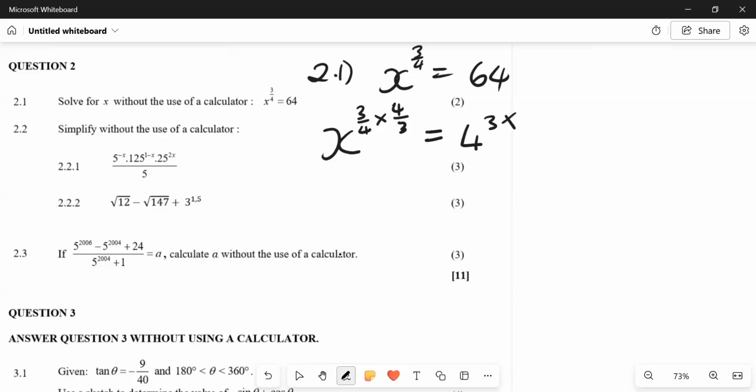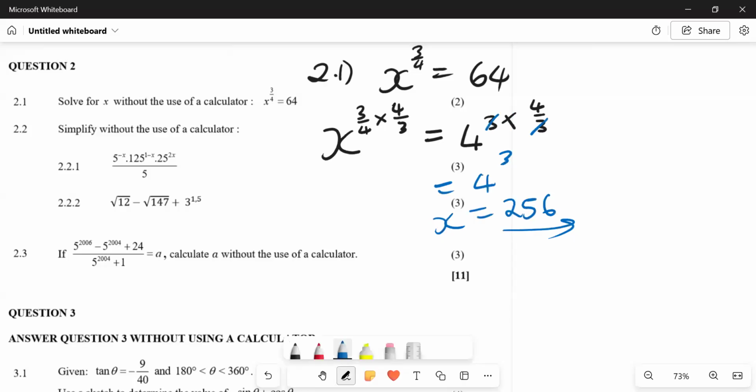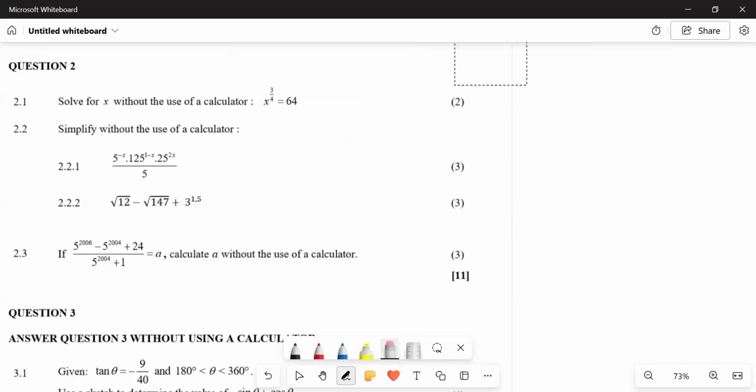Now, 3 and 3 will cancel. You will be left with 4 cubed, which is equal to 256. Then you're done. That's your final answer. Now let's move to the next question.